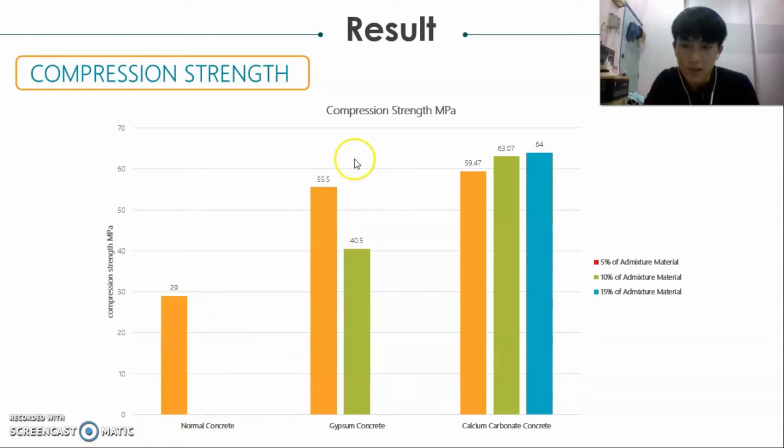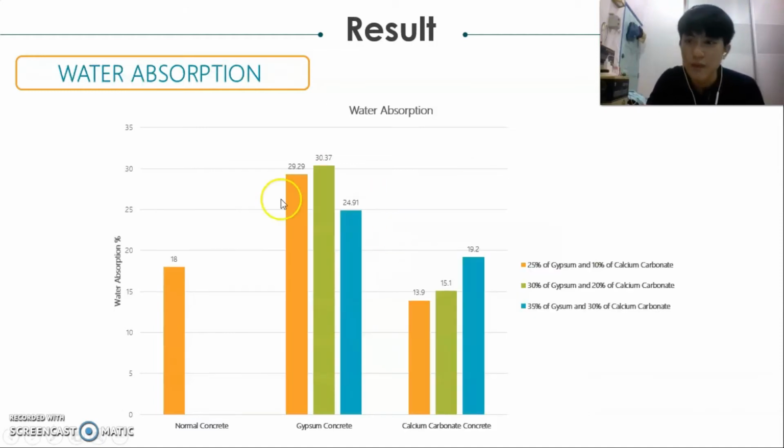And then we have the medium result, 55.5 and 40.5 megapascal, with 8% of gypsum and 11.37% of gypsum used in this experiment.